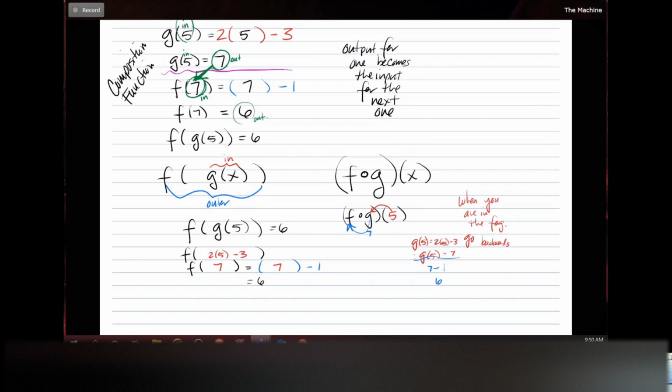What does the O mean again? It's not an O. It's the open dot. When you see it printed in the book or online, you'll know that it's not an O, it's the composition function symbol.